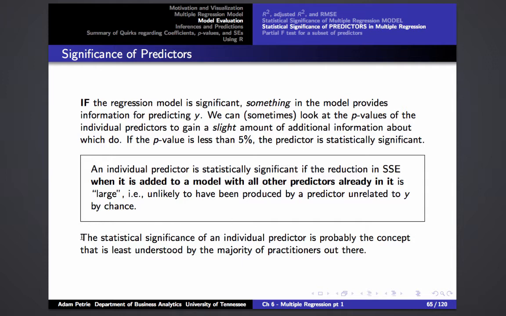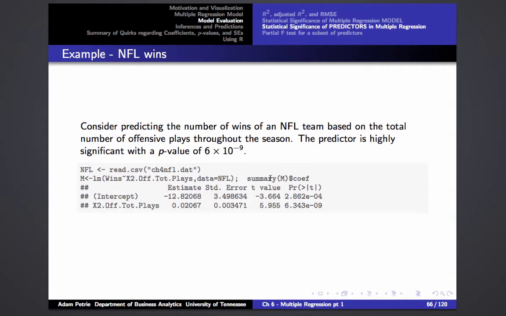And here's the rub. Unfortunately, the statistical significance of an individual predictor, I think, is probably the concept that's the least understood by the majority of the practitioners out there. There's a very specific interpretation to the significance of an individual predictor, and unfortunately, the significance is much less informative. It doesn't tell you as much as what you'd really like to know. All right, let me illustrate this by going through a few examples.